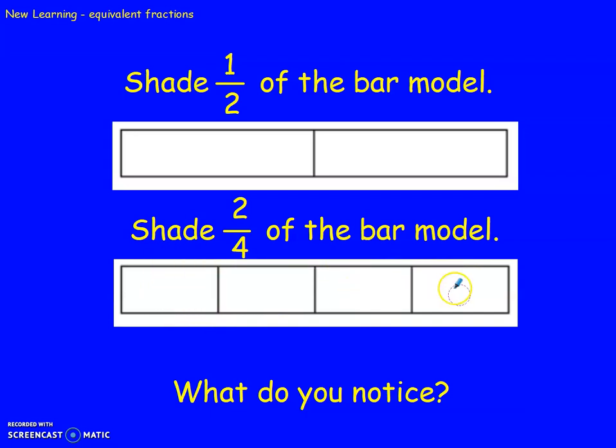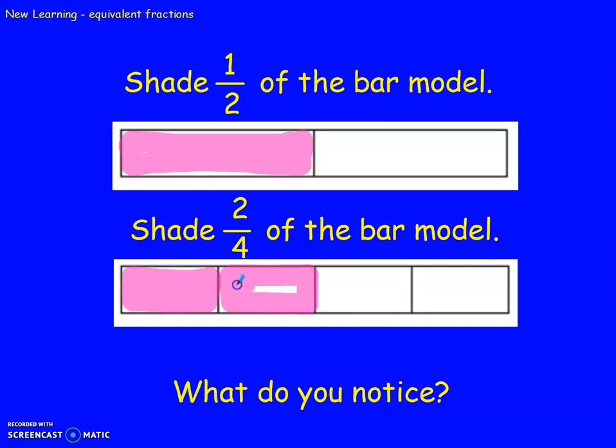1, 2, 3, 4. So the denominator is 4. So the first one is asking us to shade 1/2 of the bar model. So we're going to shade one of the sections, one of the equal parts. So we've shaded one of the two sections of the bar model. The next one is asking us to shade 2/4 of the bar model. So we've got 4 equal parts and it's asking us to shade 2 of them.